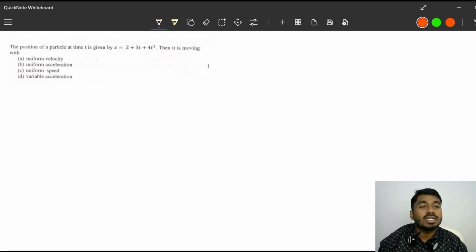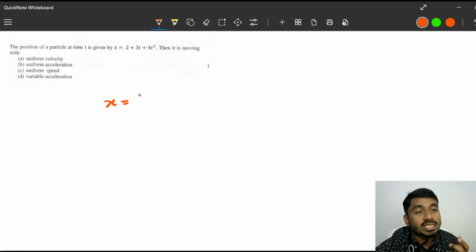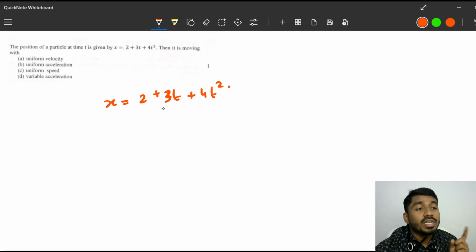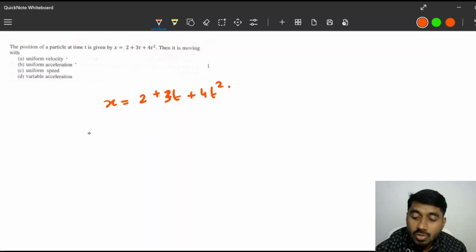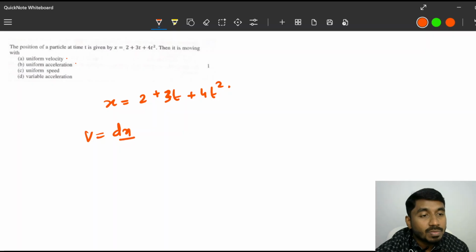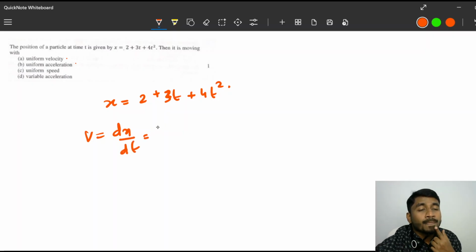The position of a particle is given, and it is moving. So first you need to find the position. It is 2 plus 3t plus 4t square. We need to find the characteristics of its velocity and acceleration. So take the velocity, dx by dt is equal to, what is the derivative of 2? 0. Derivative of 3t? 3.